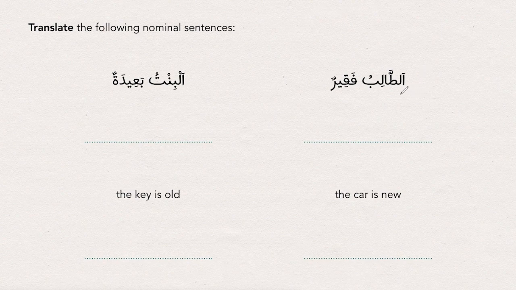At-talibu faqirun. So talib, that's a student, and here has alif lam, so it means the student. And then we have the adjective faqirun, and it's indefinite, so I've got my sentence, the student is poor. So when I'm translating here, I just assume it's there to create a nice sentence in English. Because if I said the student poor, then it wouldn't sound very good in English, but in Arabic it sounds absolutely fine.